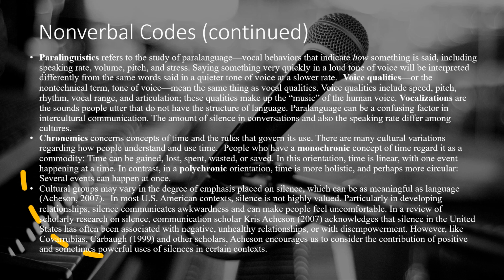Voice qualities include speech, pitch, rhythm, vocal range, and articulation. Vocal range, of course, can be the difference between your pitches within a particular statement. These qualities make up the quote music of human language. And in fact, in some cultures and in some languages, things like pitch and rhythm and vocal range and articulation and speed vary because the culture varies, not because of an individual's idiosyncratic use of a particular way of speaking.